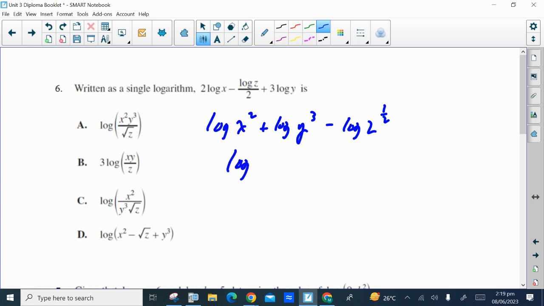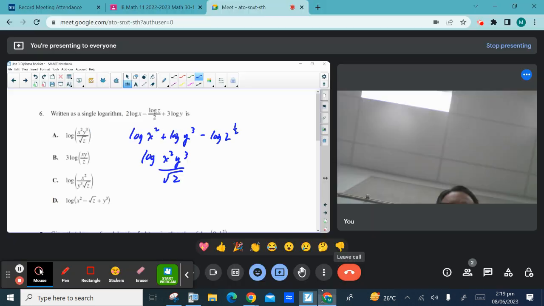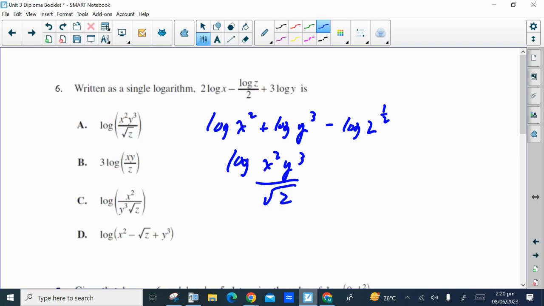So using the product and quotient law, we can combine all the terms together. Whoops, I really screwed that up. Try that again. Log of x squared times y cubed over z to the half, which is the root of z. So that's why A is the correct answer. Because of the minus sign, we use the quotient law.